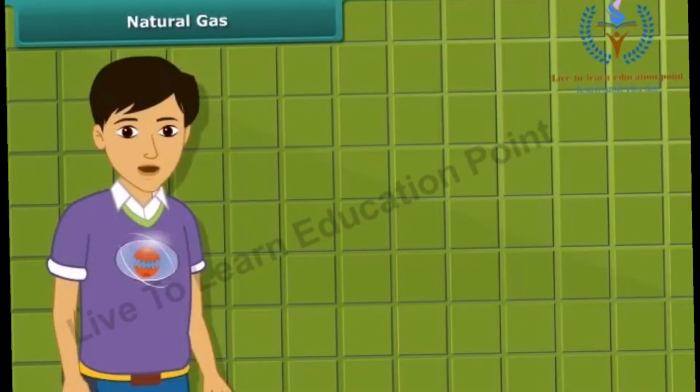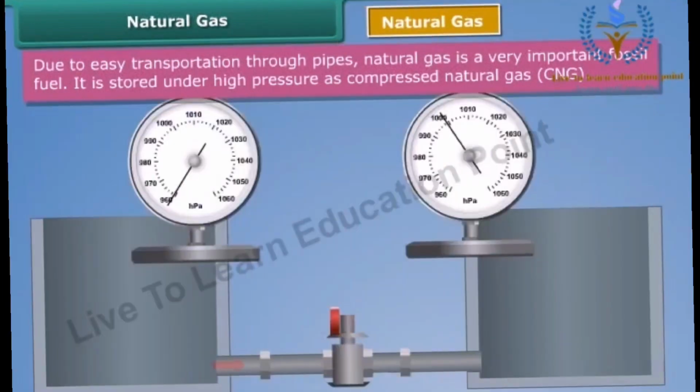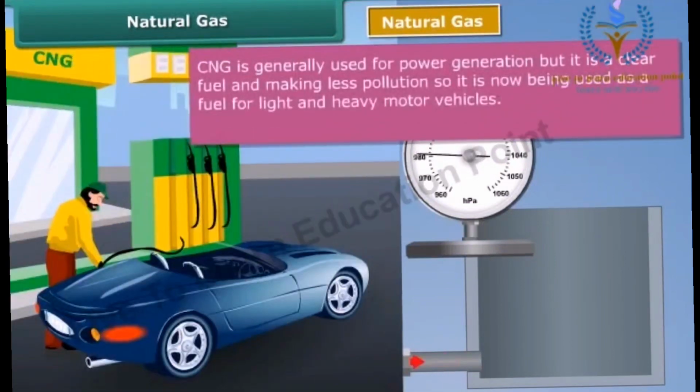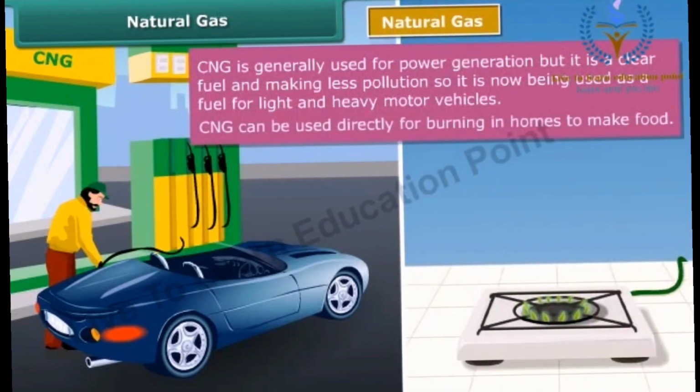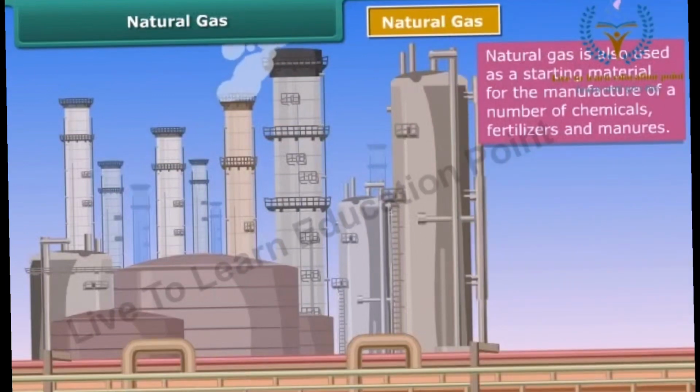Now let's move on to our next exhaustible natural resource. This is natural gas, also known as compressed natural gas or CNG. It is stored under high pressure as compressed natural gas, CNG. CNG is generally used for power generation, but due to being less polluting, it is being used as a fuel for vehicles. It is also used for cooking purposes. Natural gas is also used as a base material for the manufacture of a number of chemicals and fertilizers.